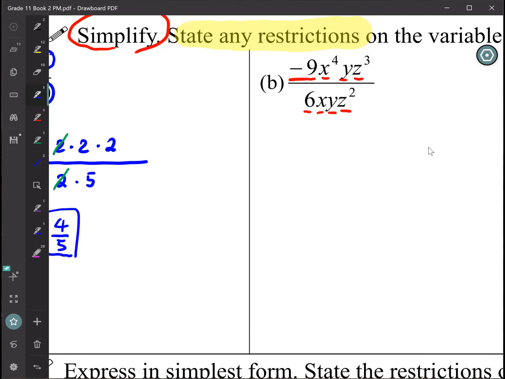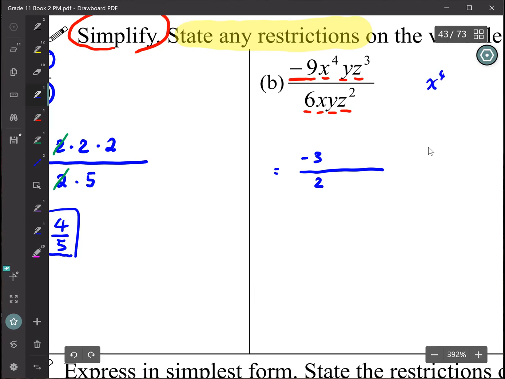So 9 and 6, we can divide both sides by 3. So that gives us -3 over 2, right? That part is no problem. When you have x to the 4 over x, I'll write it on the side. So x to the 4 over x, that means the top has 4 x's multiplying, right? The bottom has only 1. So if you cancel out, reduce, then the top will have only 3 left. Then the bottom is gone, right? So you have 3 more x's on the top than the bottom. So you write it like that.